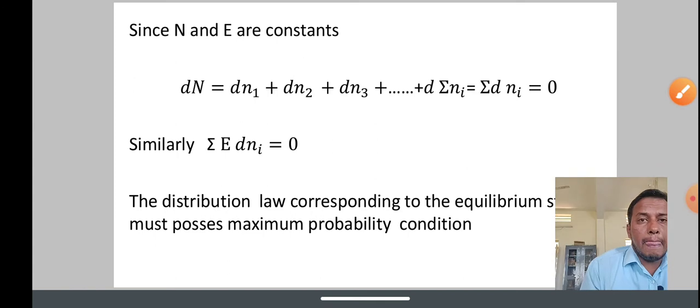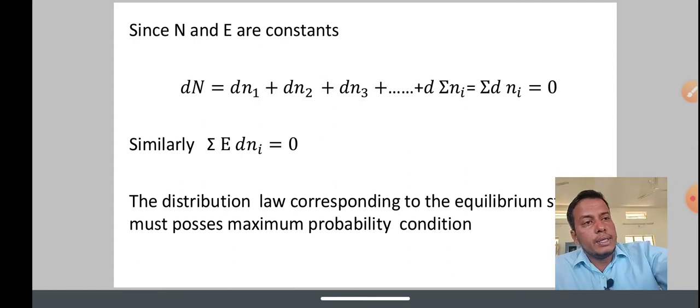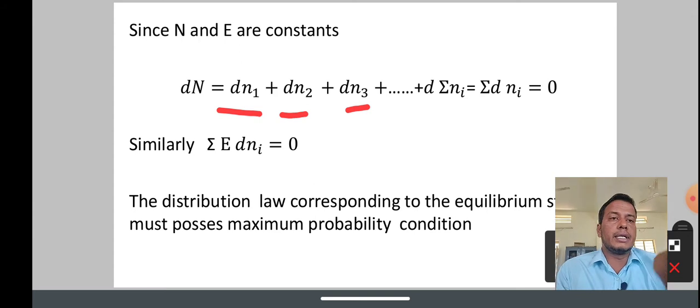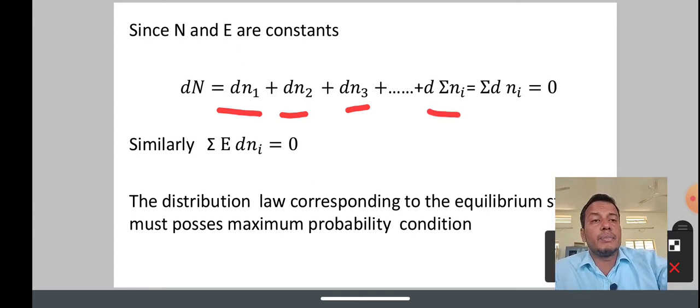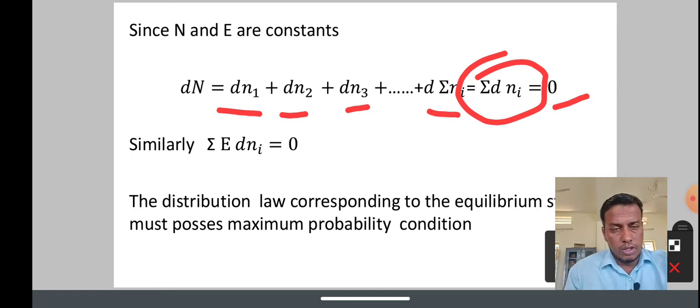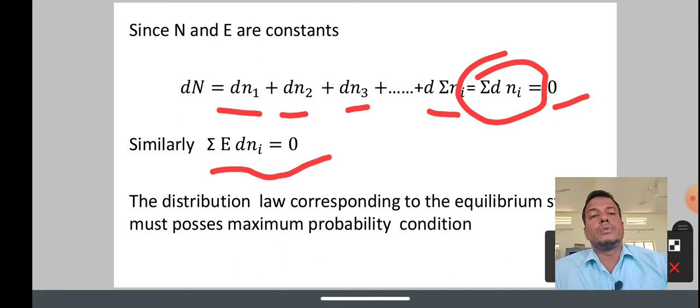If N and E are constants, the number of particles and the energy are constant, so their differentiation is zero. So dN equals dN1 for the N1 particles, dN2 for the N2 particles, dN3 for the third, and so on. The derivative of the sum of Ni is zero, so the sum of dNi equals 0. Similarly for energy, the sum of Ei dNi equals 0.